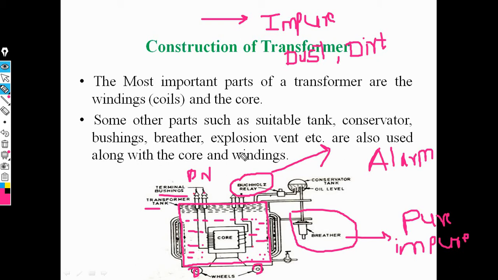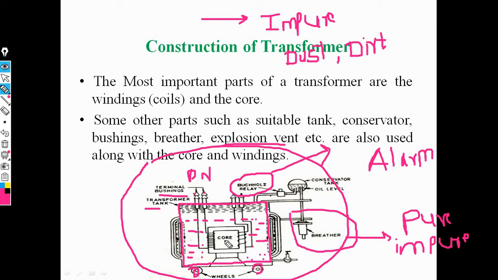Then explosion ventilation, that is, surrounding ventilation, is very important for the transformer. Atmospheric air is useful for ventilation. When the transformer oil gets heated to a certain temperature, we need cooling. The explosion ventilation acts as ventilation for the transformer, that is, a cooling medium.